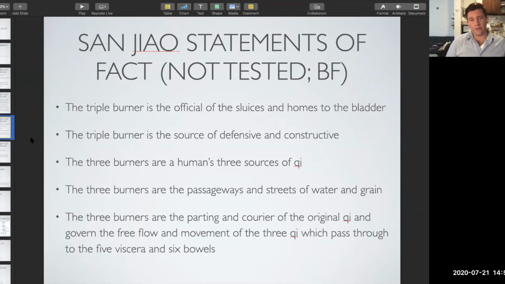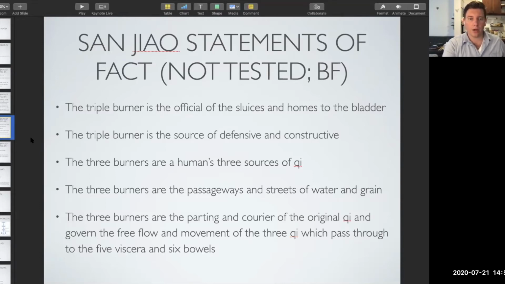So the triple burner is the official of the sluices. So all drainage pathways in the body are controlled by this triple burner. And it homes to the gallbladder, to the urinary bladder. I don't quite know what he means by homes, but I think the idea here is that as turbidity is created anywhere in the body, the Sanjiao is steering and directing that towards the urinary bladder. The triple burner is the source of defense of wei and yin. Well, the wei and the yin are going to travel through the Sanjiao. So it being the source, I think in this case means the home of them.